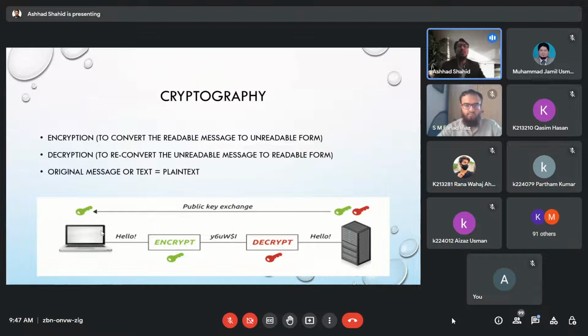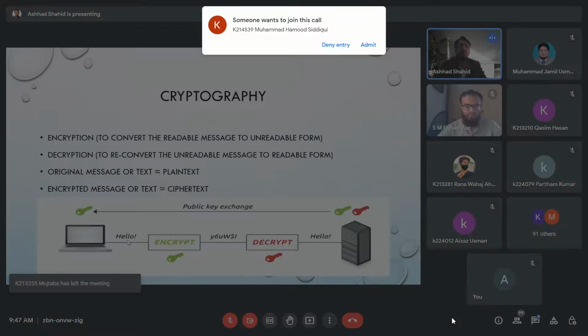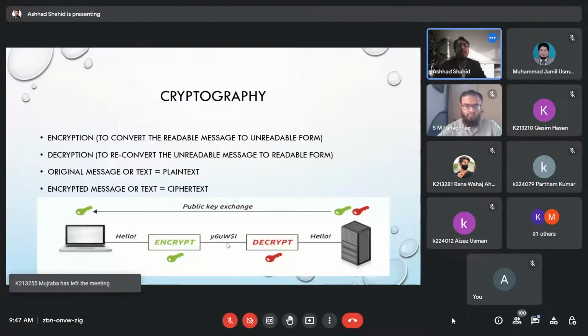Similarly, we have the original message or text, which is known as plain text, and we also have the encrypted message or text, which is known as ciphertext. Now you can see in this picture, hello is the plain text, and Y6UW$I is the ciphertext. And this ciphertext is again converted through decryption to plain text. Okay, so this is how cryptography works.